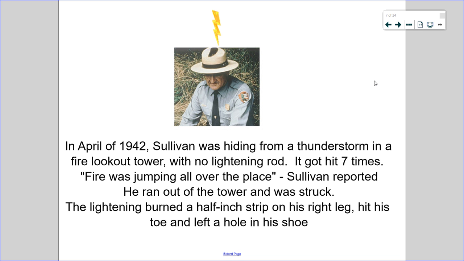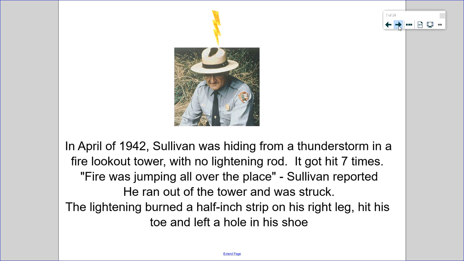In 1942, in the spring, he was hiding from a thunderstorm in a fire lookout tower on top of a mountain, and it was newly constructed, so there was no lightning rod. It got hit, he said, about 7 or 8 times, and the fire was jumping all over the place inside the tower. So he ran out, and was immediately struck by lightning. The lightning burned a half-inch strip through his right leg and hit his toe and then left a hole in his shoe.